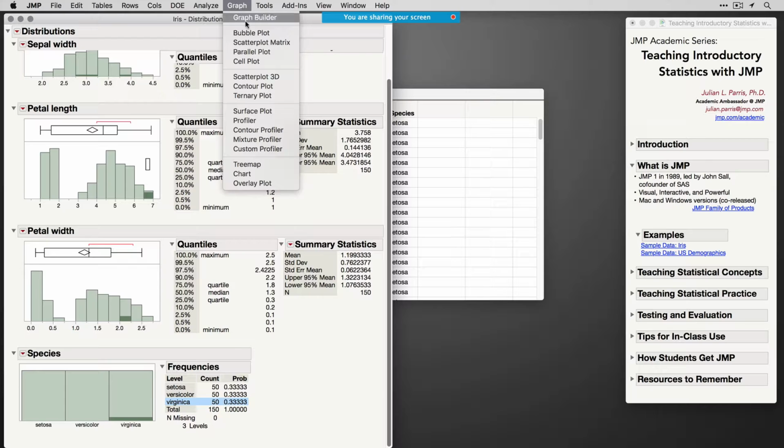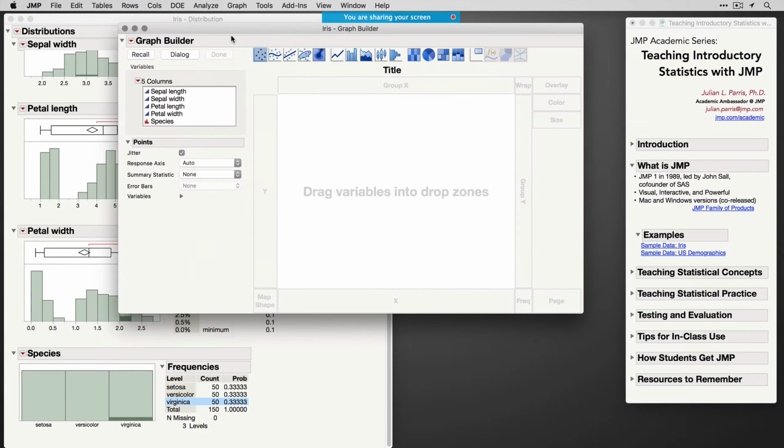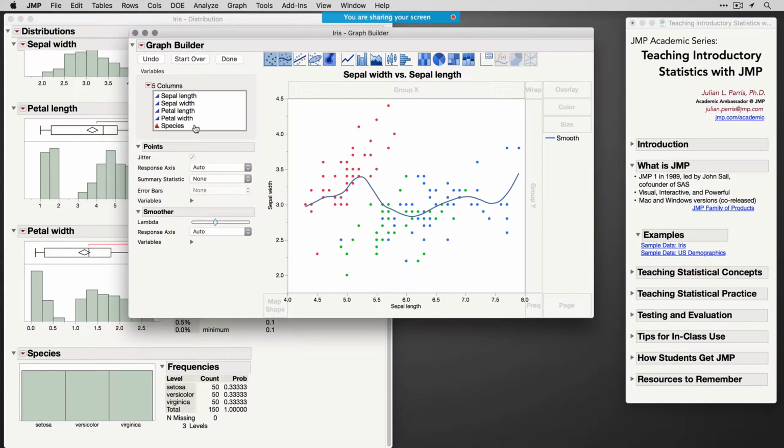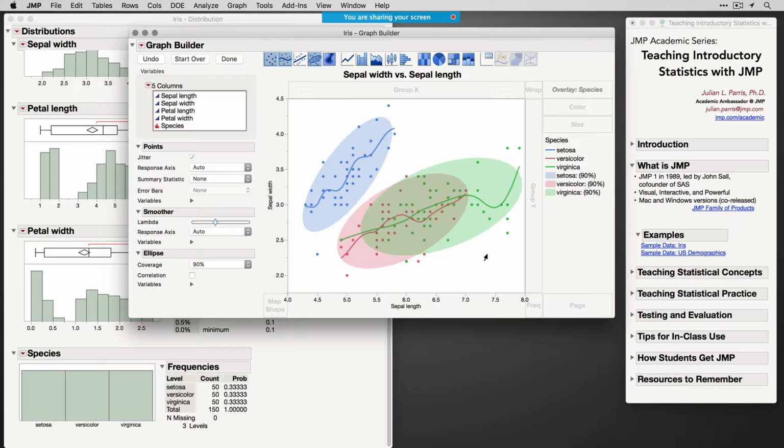I'll go to another representation of these data. Let's go to Graph Builder, and I'll look at just a bivariate relationship. I'll drag two of these variables in. Let's actually put species as an overlay, and let's put on some little density contours. So now we can see where these flowers are in bivariate space. And again, because of the interactivity, I can grab those flowers that are sort of indistinguishable in bivariate space between the two here. So we can see it's the versicolors and virginicas.